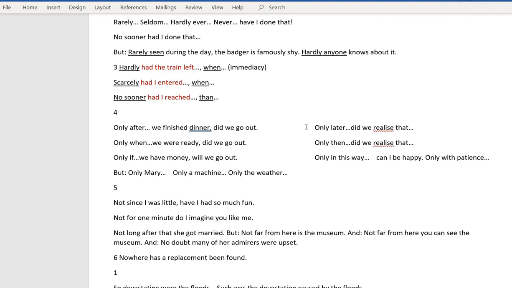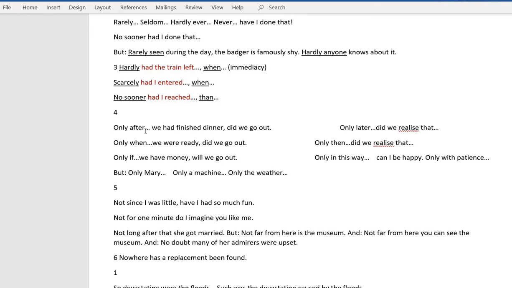Now, what did I mean by all this? Well, actually, after is a preposition, so I need to finish the phrase, the prepositional phrase. I need to complete it before I have inversion. "Only after we finished dinner." And I could have said "only after dinner," and I could have even said "only after we had finished dinner." And actually, after is functioning as a conjunction here because we have a clause and a verb.